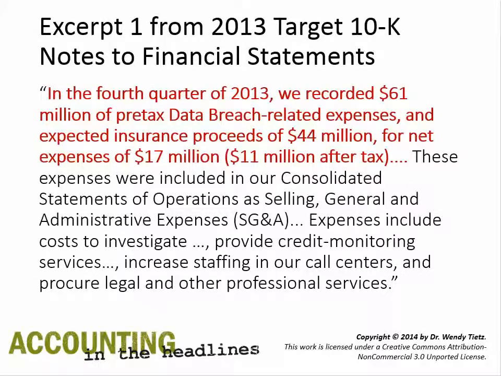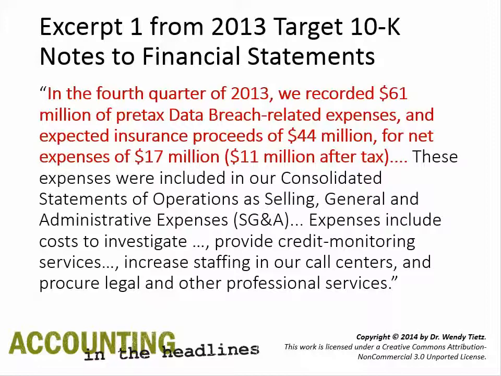We're going to look at specific excerpts from the notes. I note that I have indicated omitted words and phrases by 3 or 4 dots after something. So the first excerpt we're going to look at reads, in the fourth quarter of 2013, we recorded 61 million of pre-tax data breach related expenses and expected insurance proceeds of 44 million for net expenses of 17 million, 11 million after tax. These expenses were included in our consolidated statements of operations as selling, general, and administrative expenses, SG&A.